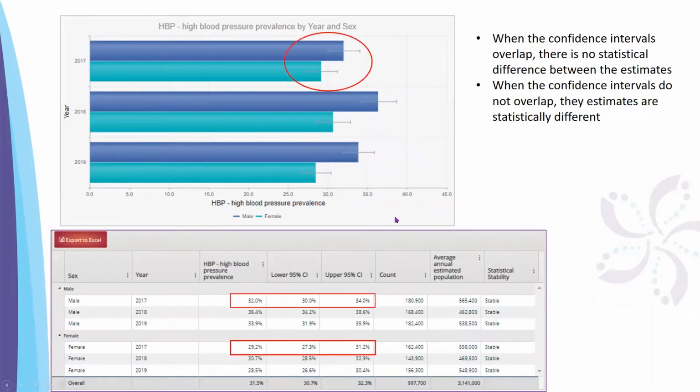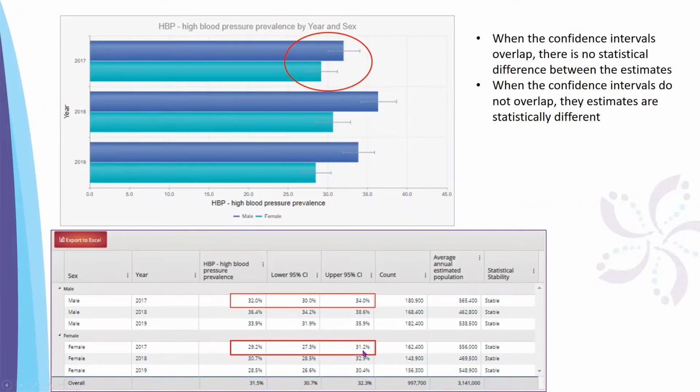So in this first case, when you see here for 2017, these are the two point estimates. The point estimate for males is 32% for high blood pressure, and the point estimate for females is 29.2%. And for males, we say we're 95% sure it's between 30% and 34%. So within that 4% range, somewhere there is the true population prevalence. And among women, it's between 27.3% and 31.2%. Somewhere in there is that true population estimate.